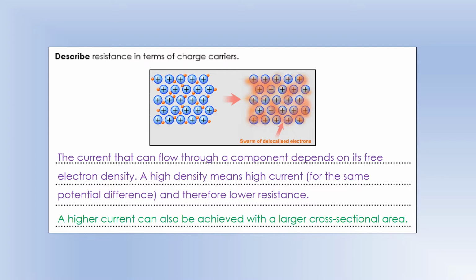Something else that could help with this as well: if you have a large cross-sectional area, that also allows a high current to pass through because there are more charges available to carry the charge from one side to the other. So a large cross-sectional area gives a high current, which means lower resistance. So that's resistance in terms of charge carriers.